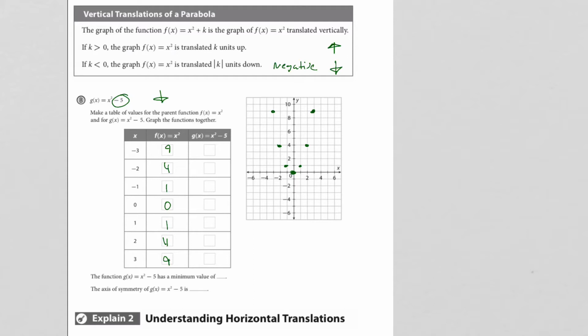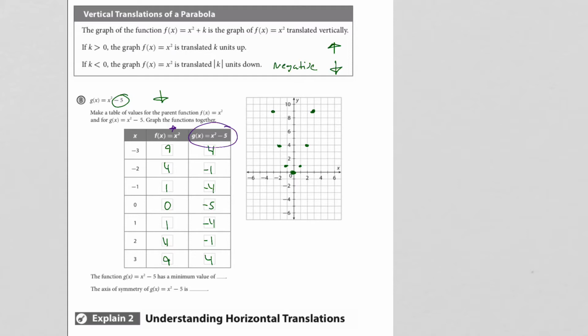Well, what is 9 minus 5? What is 4 minus 5? What is 1 minus 5? 0 minus 5? 1 minus 5, 4 minus 5, right? And there's that symmetry again. So the graph of this function, all we did is subtract 5 from everything in this function. And that's exactly what you do.